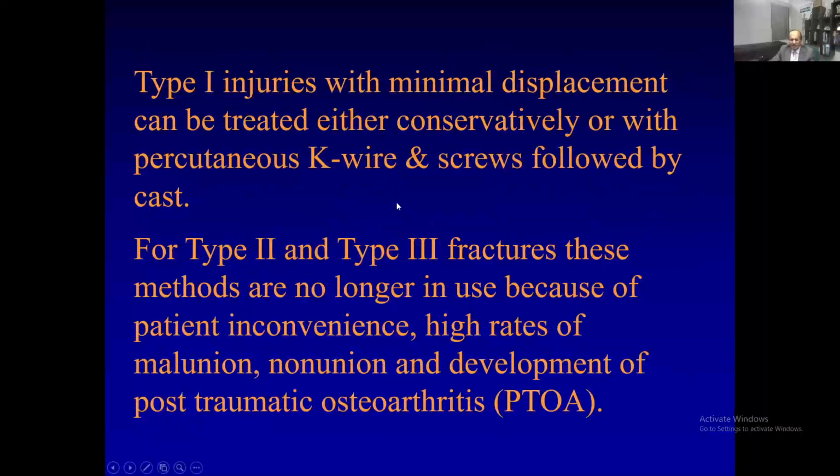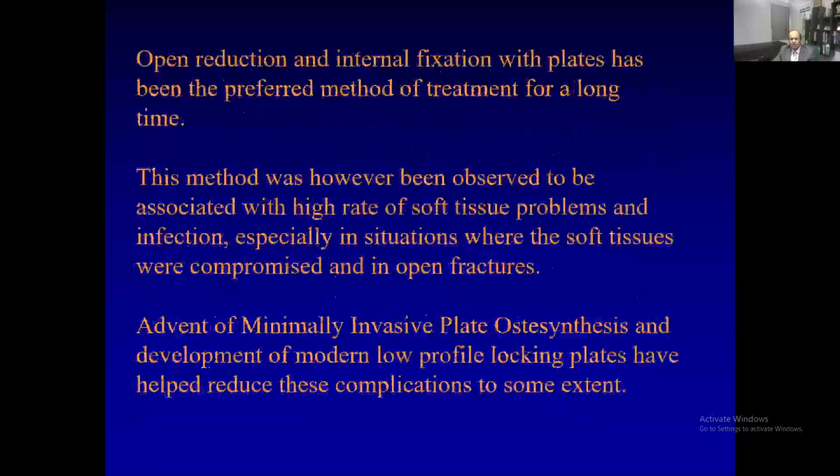Type 1 injuries, by Ruedi and Allgower, can be treated conservatively or with minimal internal fixation. However, type 2 and type 3 usually need surgical treatment in the form of open reduction internal fixation or maybe X-fix in different varieties of modes. Open reduction internal fixation with plates has been the preferred method of treatment for a long time. However, this method has been observed to be associated with a high rate of soft tissue problems and infection, especially in situations where soft tissues were compromised and in open fractures.